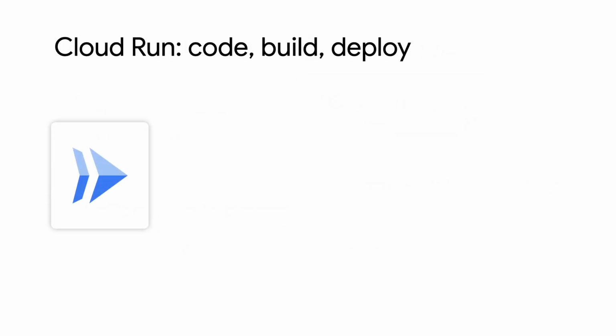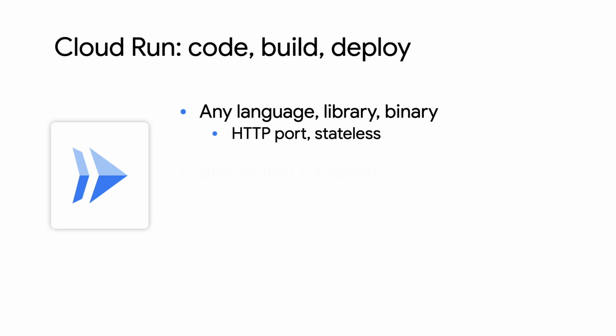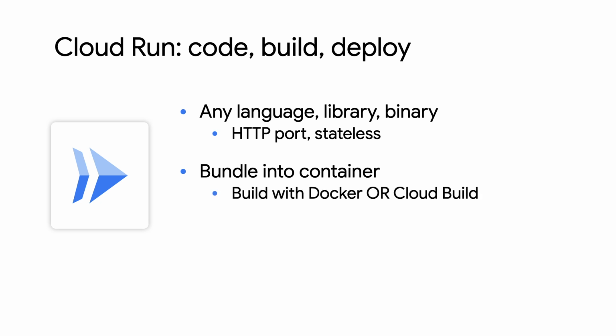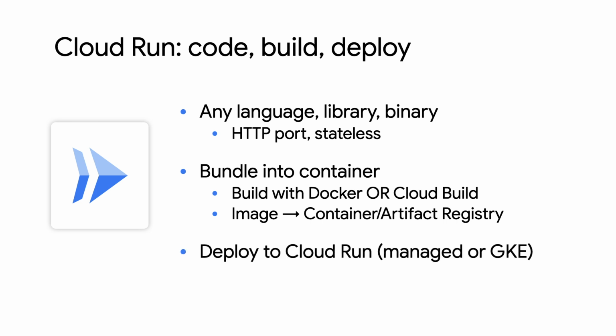With Cloud Run, because it's a container-based system, you can have any language, any library, any binary. The only thing we ask of you is leave an HTTP port open to us and also make your app stateless, so that if your app is called multiple times, it's not going to have any side effects on your data. Once you have that, bundle everything into a container using your familiar Docker commands or the Google Cloud Build command. That will trigger a build of your container image. It will put the image into the registry, and once it's in one of the registries, you can deploy to Cloud Run, either fully managed or through GKE.